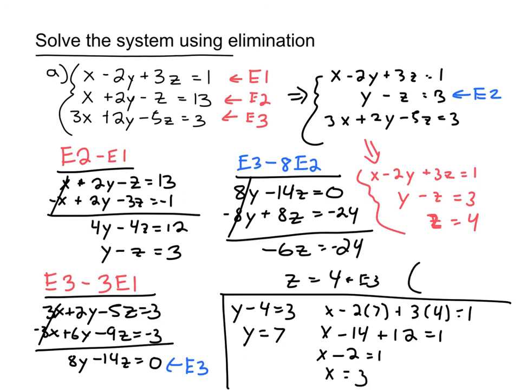Okay, so how do you write your solution? It's a point, but it has 3 coordinates. So you go x, y, and then z. And there you go. That's your solution.